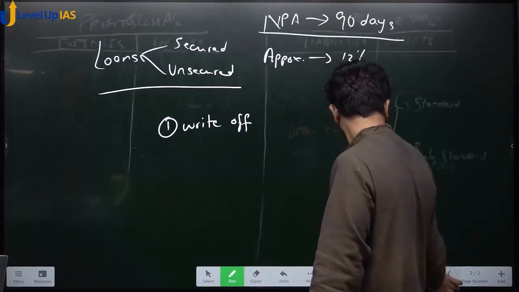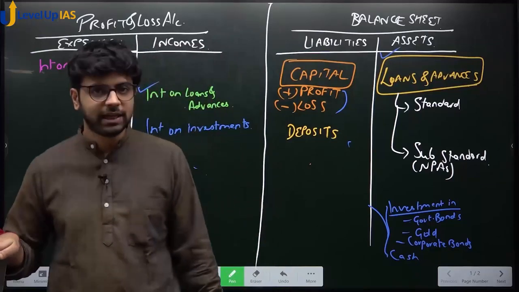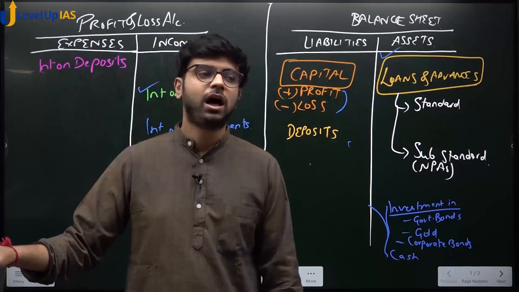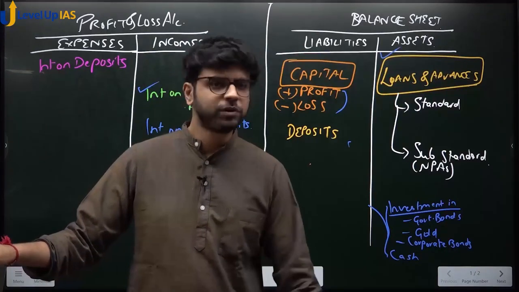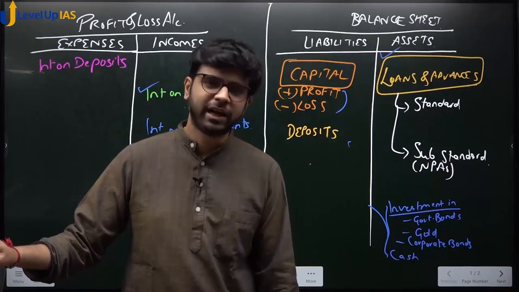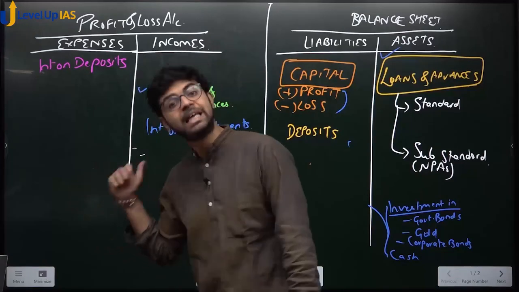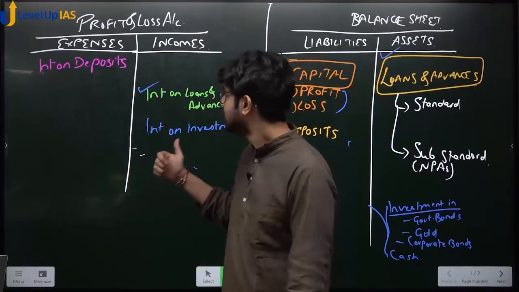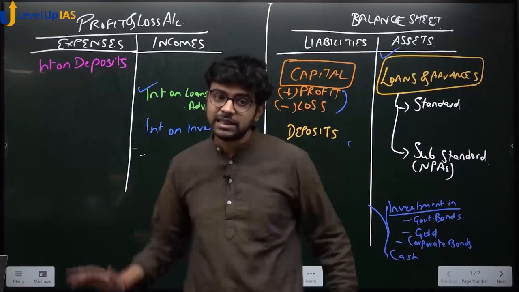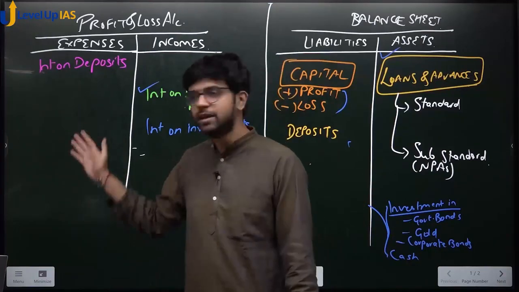See, if I tell you ki out of your total salary, you have to keep 2000 rupees aside for, let's say, giving it to your friend. 2000 rupees, you have to keep it aside. Is it your income or your expense? It is your expense, because you keep it aside, you cannot use it. Okay? So banks do the same thing. They keep some money aside. Jaise they see na NPA hone wala hai, they start keeping some money aside. Why? Because when they write it off completely, they will need to take that hit.